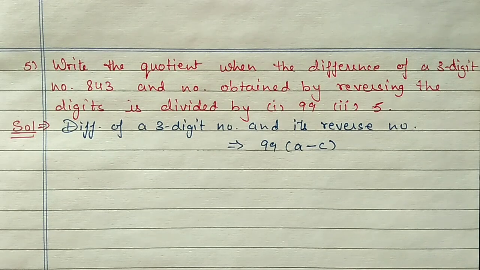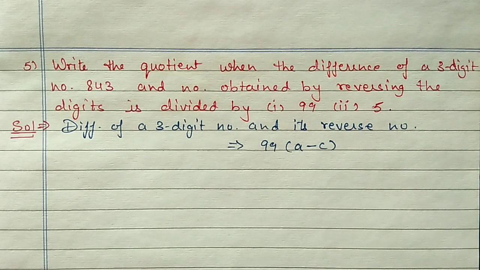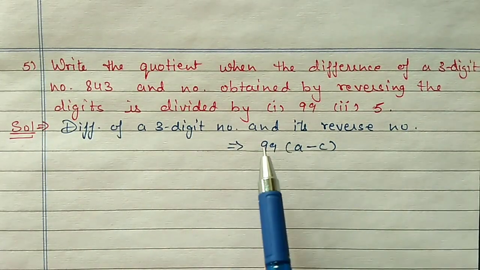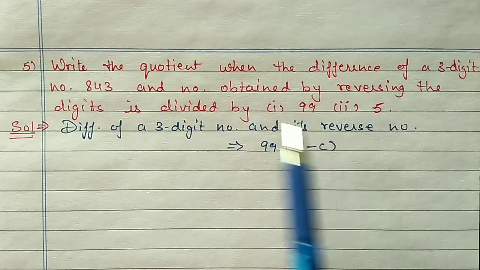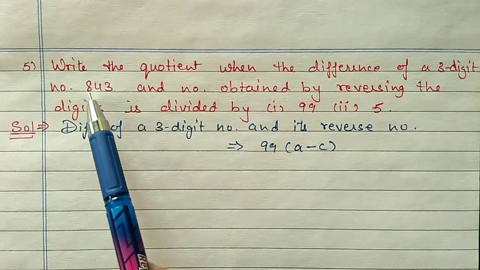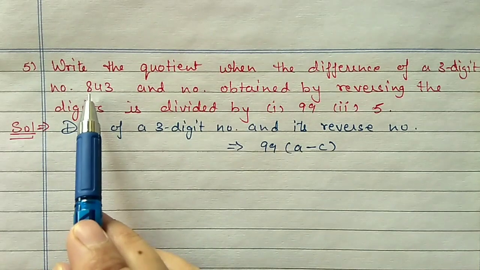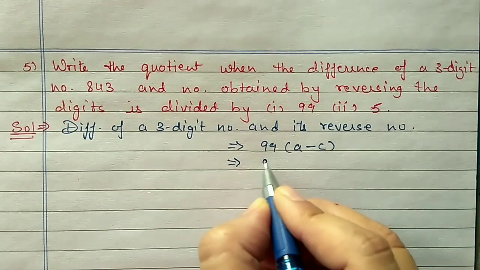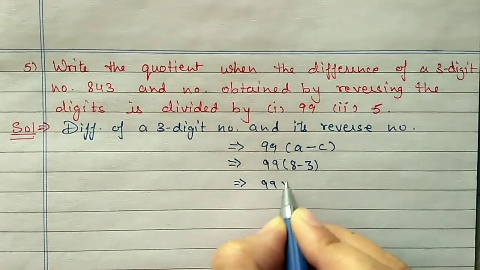Next, question number 5: write the quotient when the difference of the 3-digit number 843 and the number obtained by reversing the digits is divided by 99 and 5. We discussed in the property that the difference of a 3-digit number and its reverse number is equal to 99 into A minus C or C minus A. It depends on the values of A and C. If A is bigger, keep A at the first place. If C is bigger, then keep C at the first place. So here A, B, C: A is 8, B is 4, C is 3. So 99 into 8 minus 3, which is equal to 99 into 5.